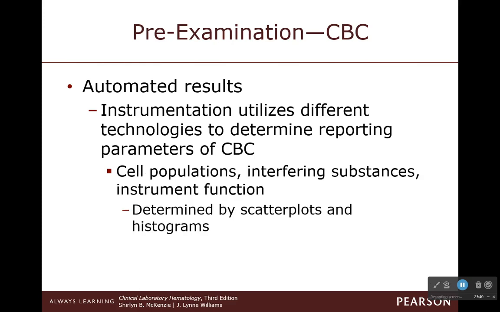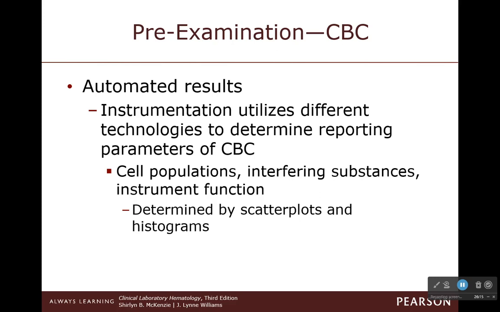So cell populations, interfering substances, instrument function, all these things are determined by the instrument. All right, so scatter plots and histograms. We're not really going to talk about that right now. But histograms, y'all know what a histogram is? A histogram is just a term for a graph. It's just a different type of graph, okay?